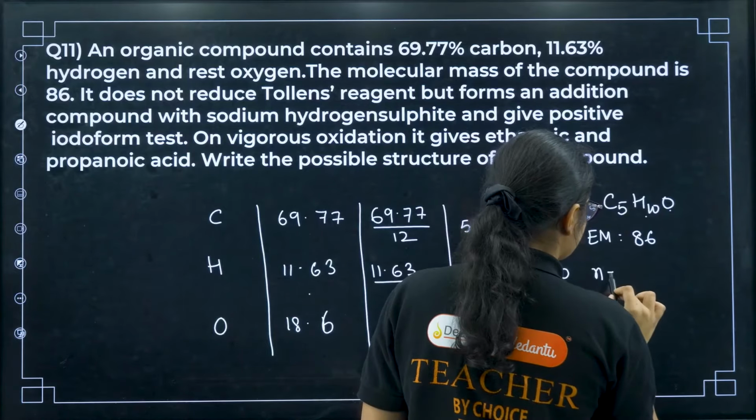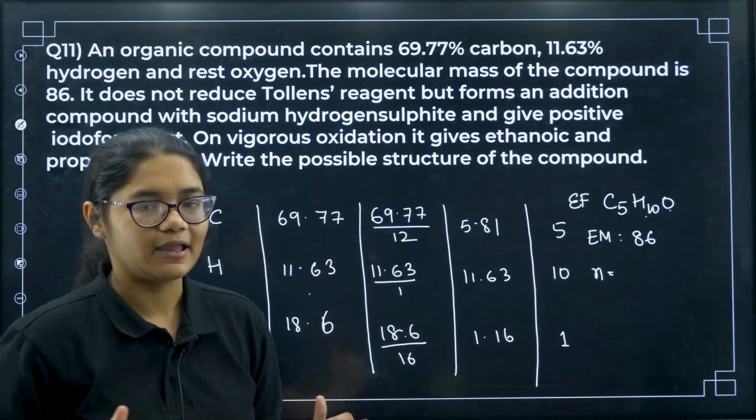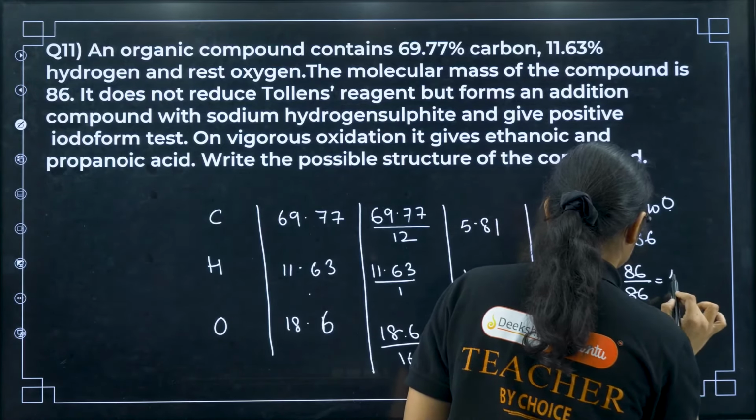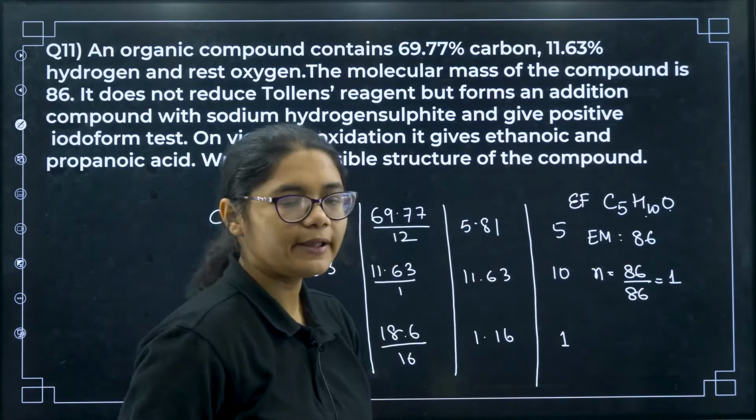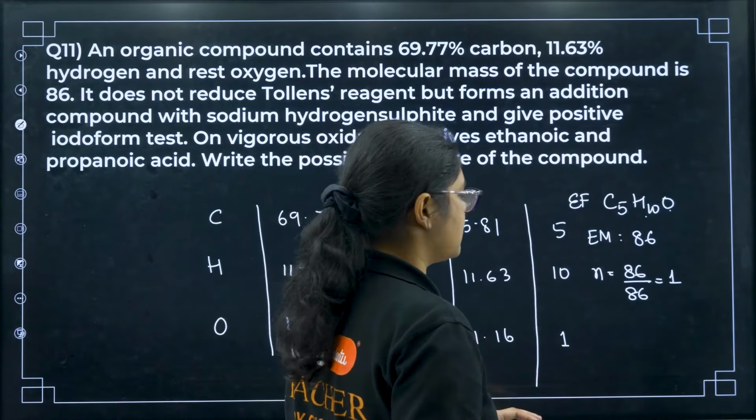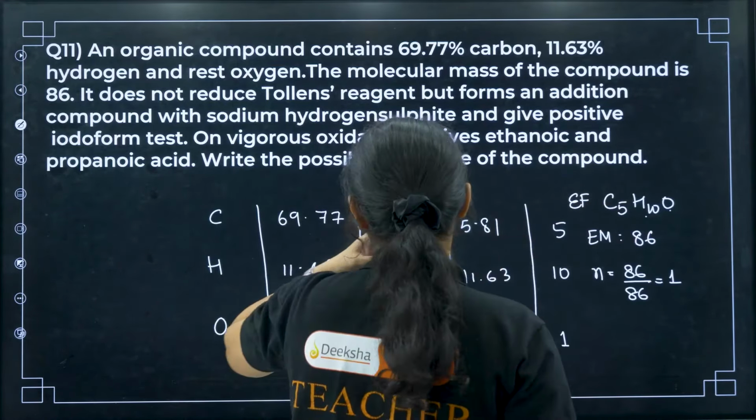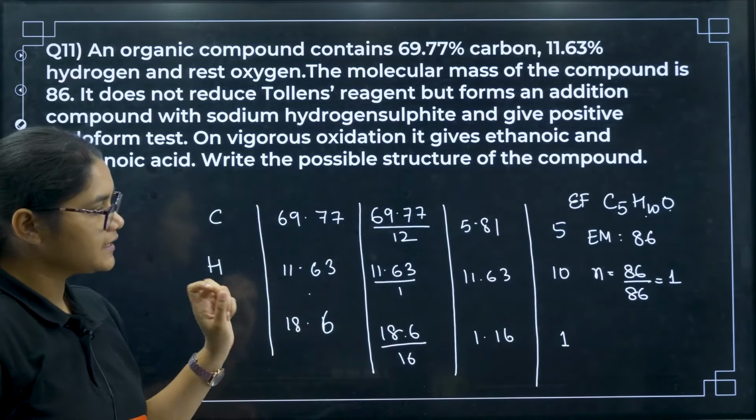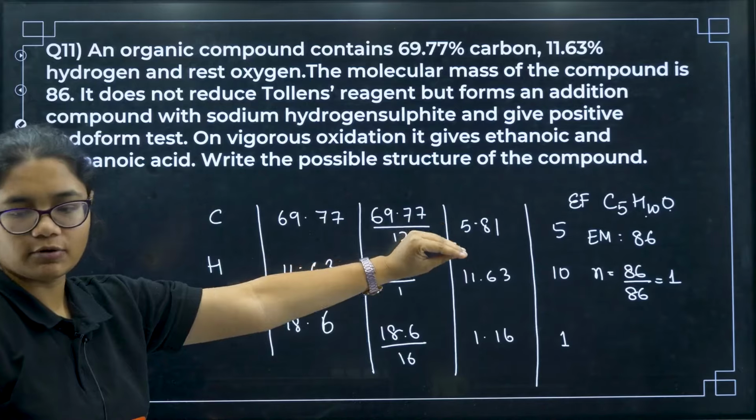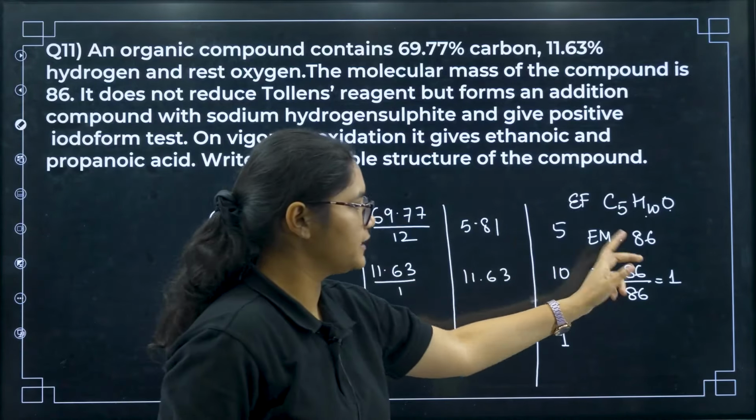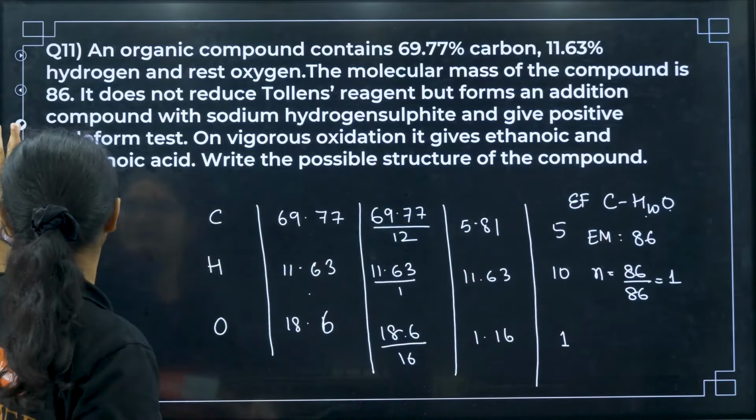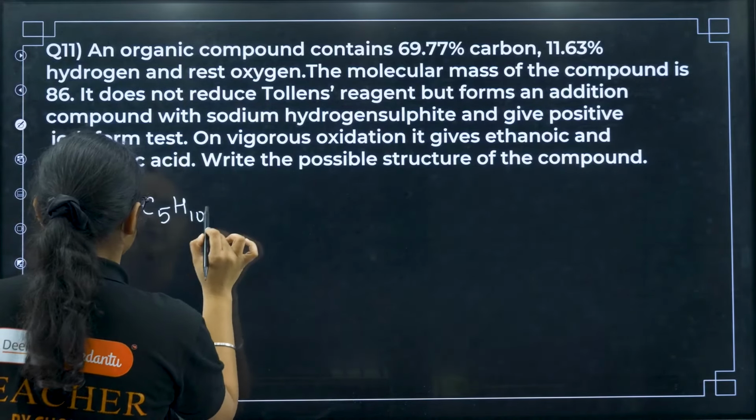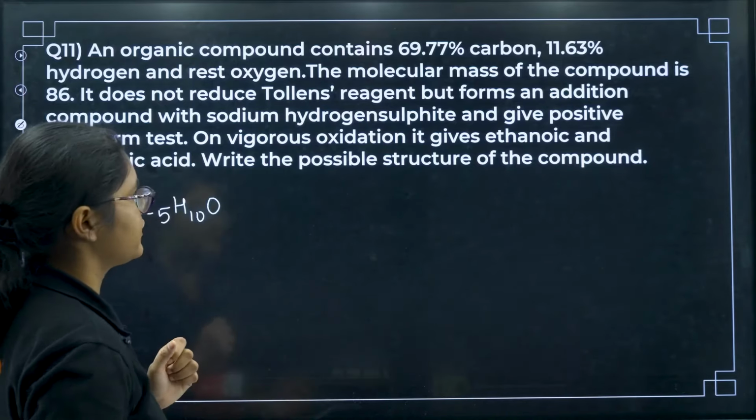Now what is the n factor? That is molecular formula mass divided by empirical formula mass. So that is 86 divided by 86, which is equal to 1. Because the n factor is 1, the molecular formula is C5H10O. Now let us try to determine the structure.